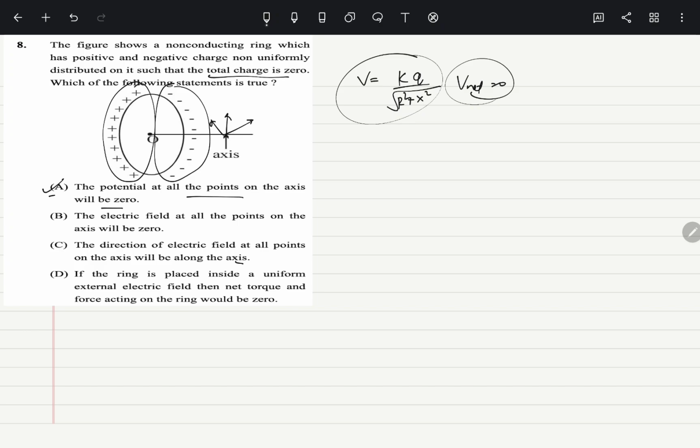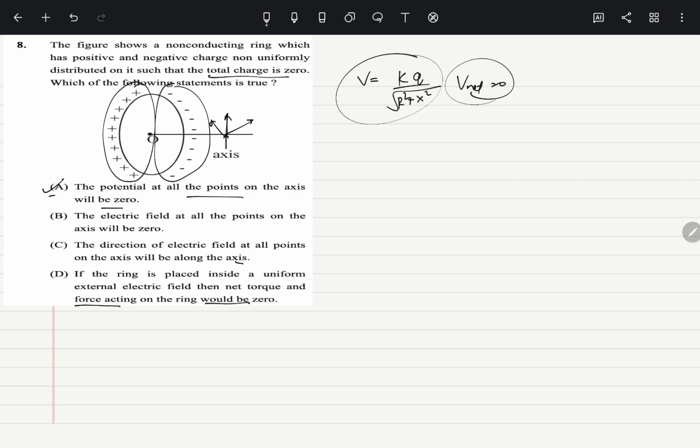That is also wrong. We can see here that the electric field which is coming here is in this direction, somewhat perpendicular to the axis. If the ring is placed inside a uniform external electric field, then the net torque and the force acting on the ring would be 0. So the fourth option says that the net torque and the force acting on it will be 0. So it is also wrong, because that net charge is present.